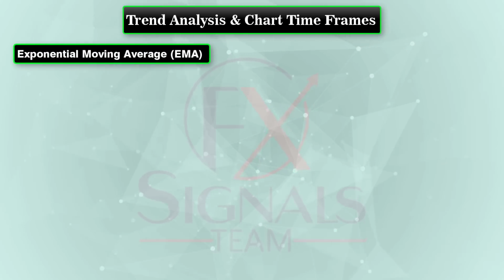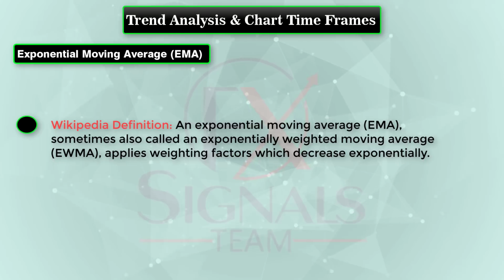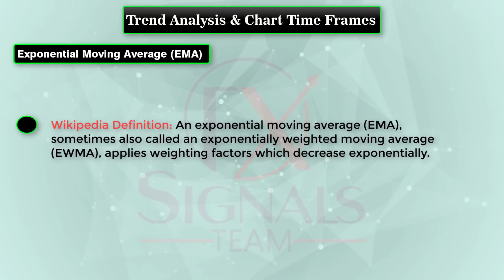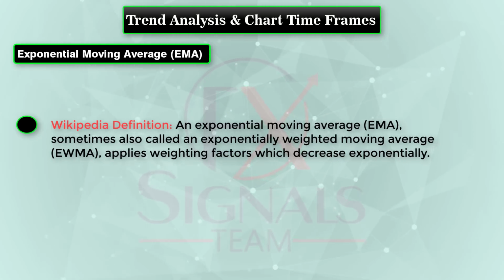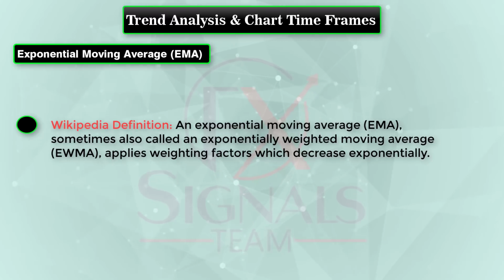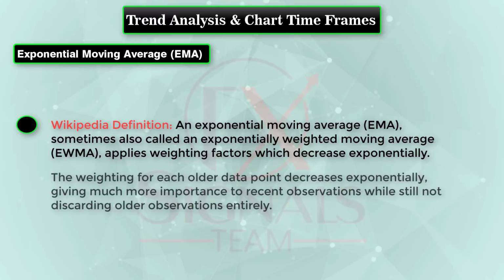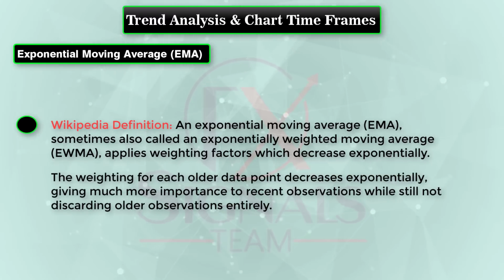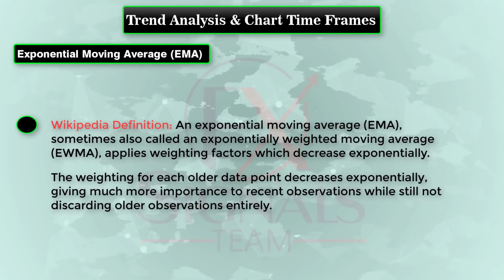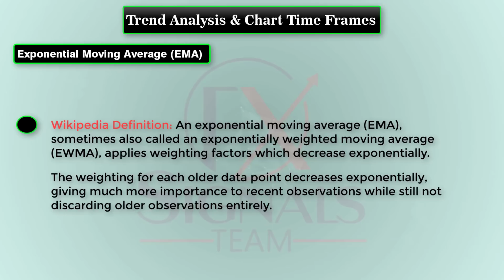Exponential moving average. Wikipedia definition: an exponential moving average, sometimes also called an exponentially weighted moving average, applies weighting factors which decrease exponentially. The weighting for each older data point decreases exponentially, giving much more importance to recent observations while still not discarding older observations entirely.